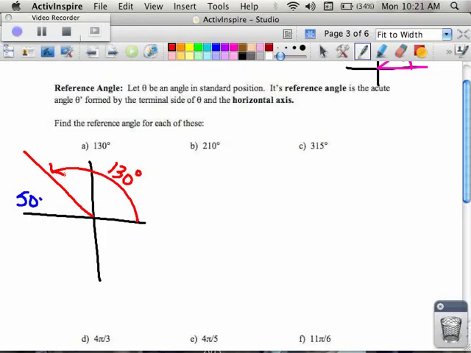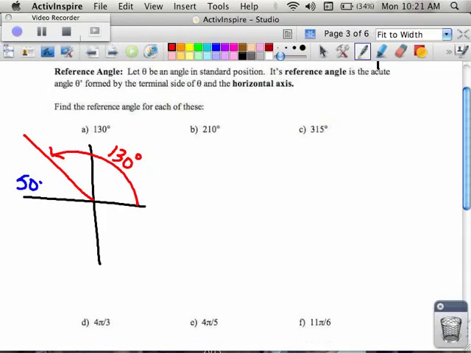So if I'm in quadrant 2, there's a rule. The rule in quadrant 2 is you're going to take whatever angle they gave you and subtract from 180. Or in other words, the way that you got 50 degrees is that you took 180 minus 130, and that's how you came up with the reference angle. 50 is the answer. How'd you get it? 180 minus the angle they gave you.